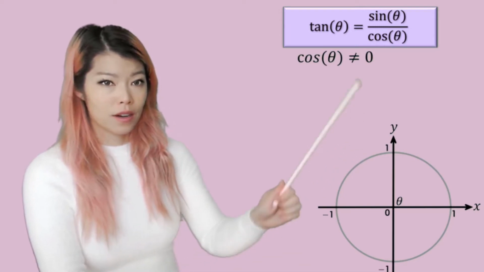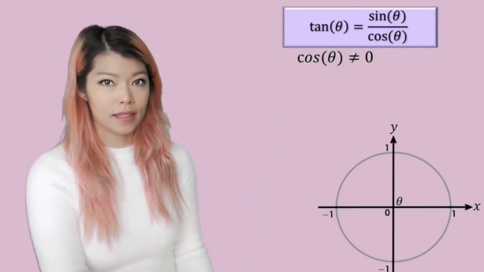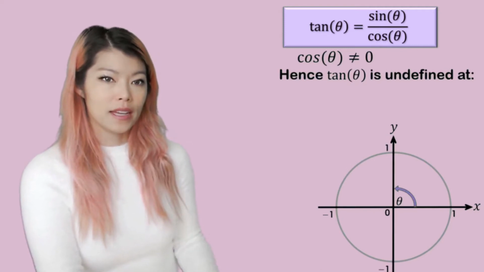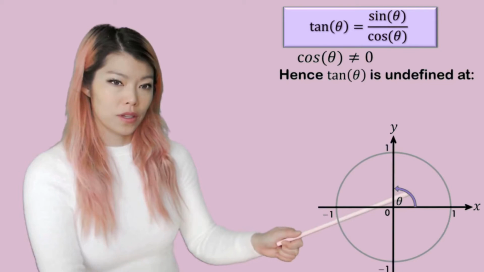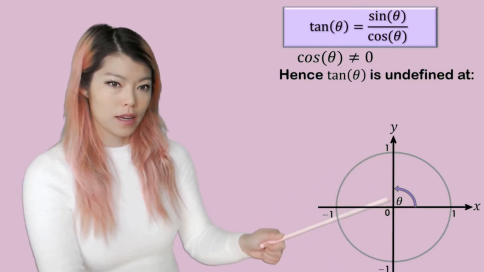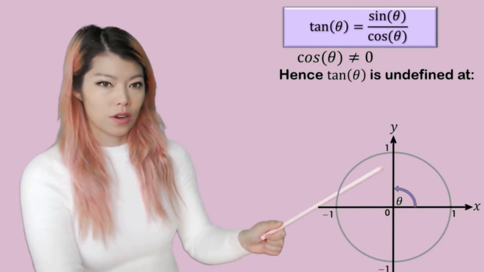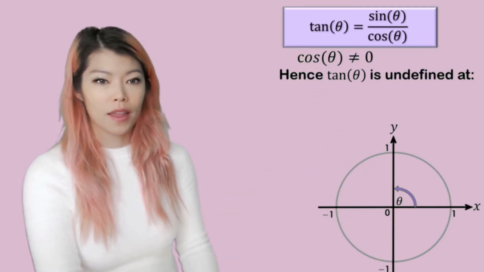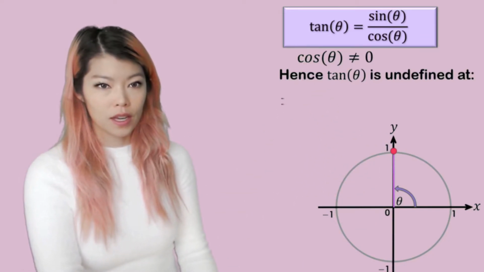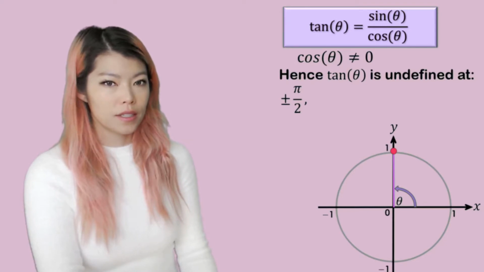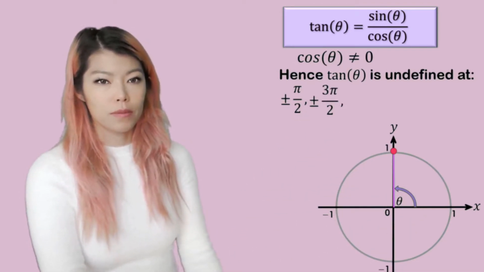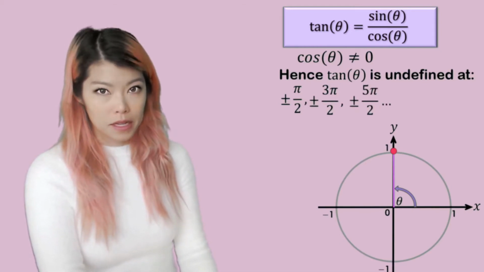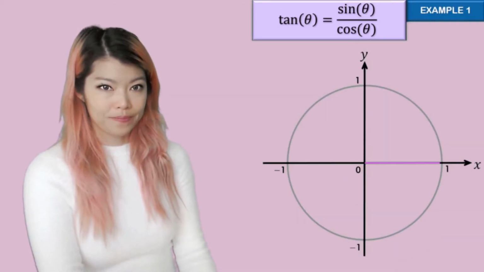So we notice that cos cannot be 0, otherwise tan is undefined. So tan is undefined when cos is 0. When is cos 0? We've seen from a previous video the x value is 0 up here and down here. So cos is 0 for these values, which means tan theta is undefined for those values. So tan theta is undefined at plus or minus pi over 2, because it could be there or there, plus or minus 3 pi over 2, plus or minus 5 pi over 2, etc.